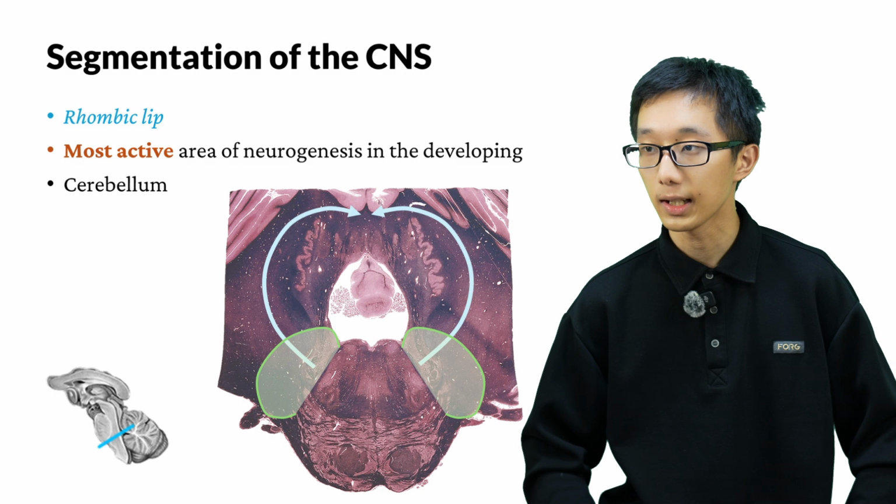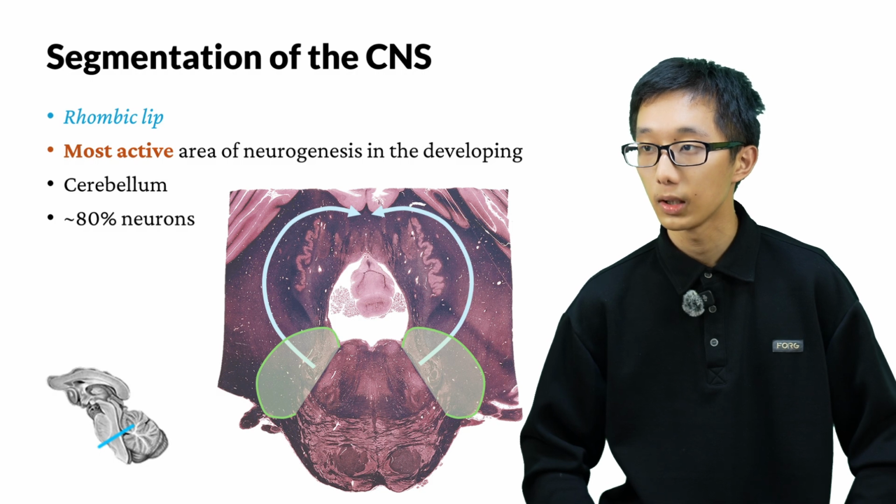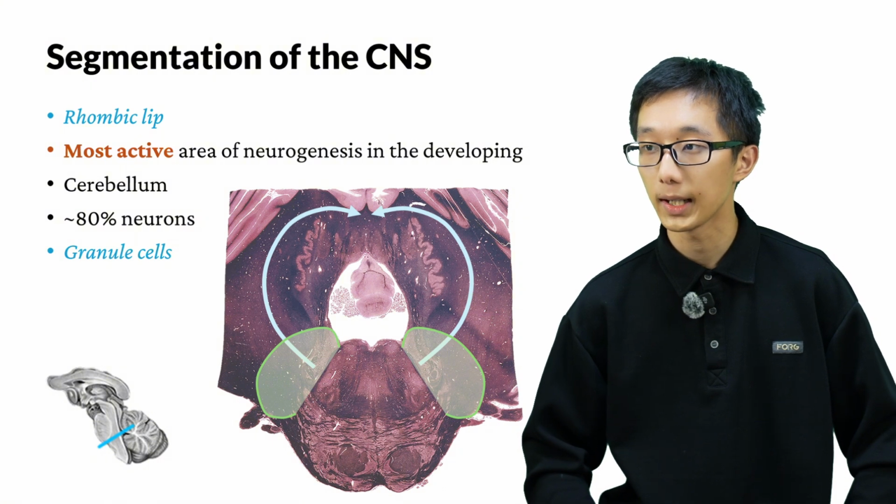What is most amazing is that the cerebellum has about 80% of all the neurons in our brain. The rhombic lip is usually in charge of generating the granule cells, which is the type of cell that has the largest number in the cerebellum. The granule cells make up about 70% of all the neurons in our brain.